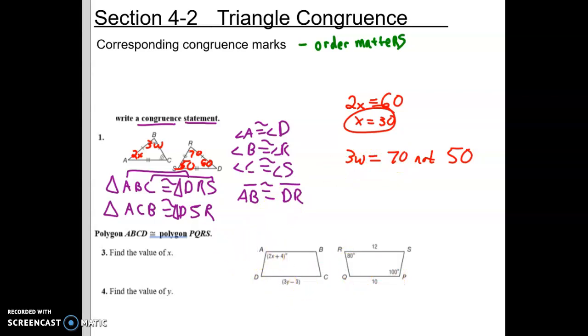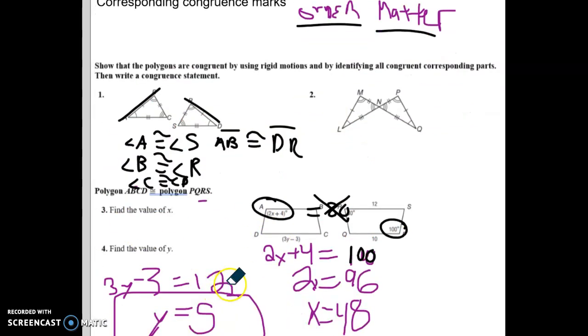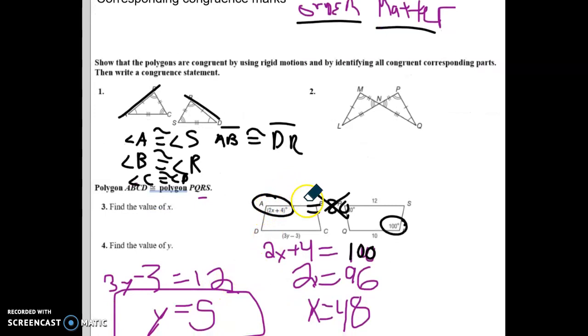Now, this example down here is a great one, because this number does not line up with 80 at first glance, but it's really 70 because A is in the same spot as P in this particular congruency statement. So it's 2x plus 4 equals 100, which ends up being x equals 48. So you could get the wrong answer if you're not lining it up. Be aware of your congruency marks because the order matters in the congruency statement you are given.